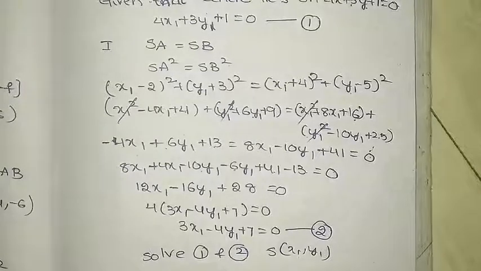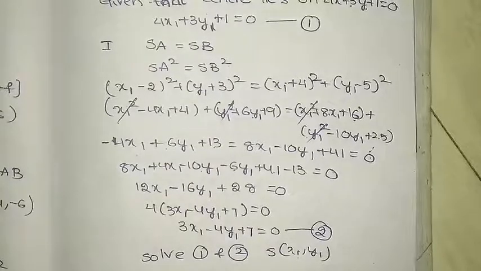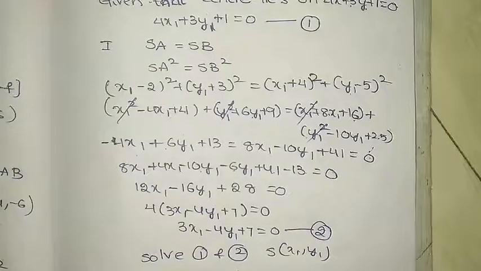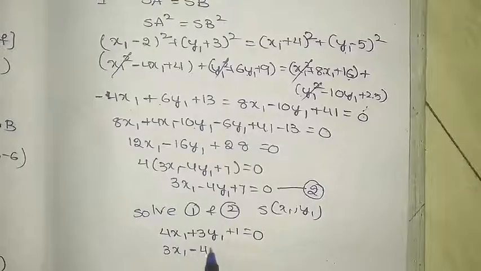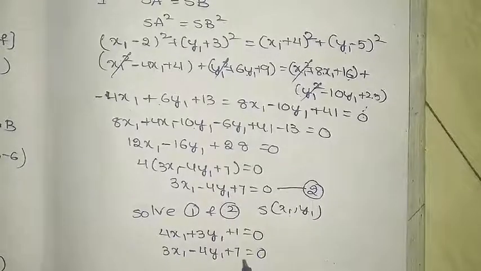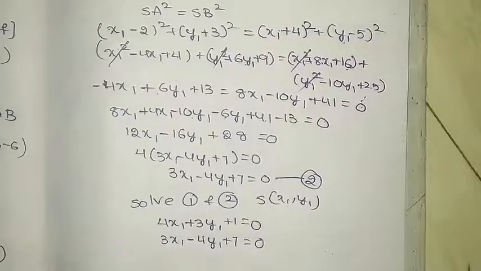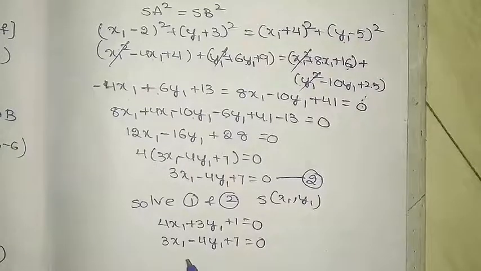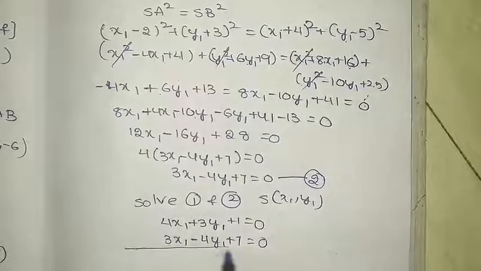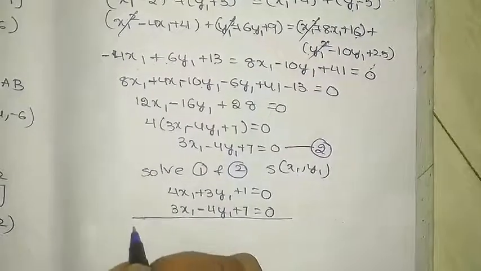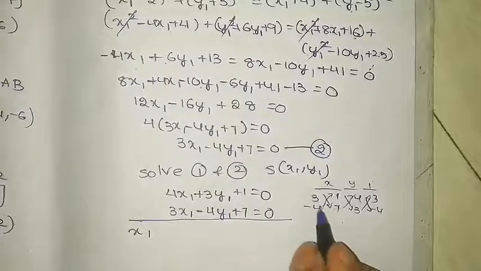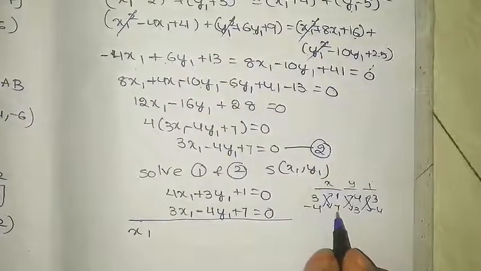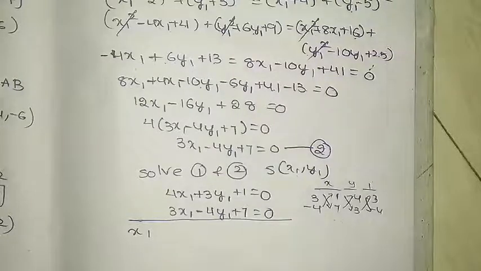Write the equations. 4x1 plus 3y1 plus 1 is equal to 0. In the second equation, 3x1 minus 4y1 plus 7 equal to 0. In first year, we have learned the crisscross method, so apply it. So this is the crisscross method. I have written the coefficients. If you don't know how to do this, please comment in the comment section, and I will make a separate video.